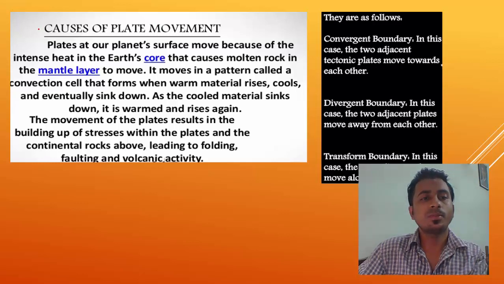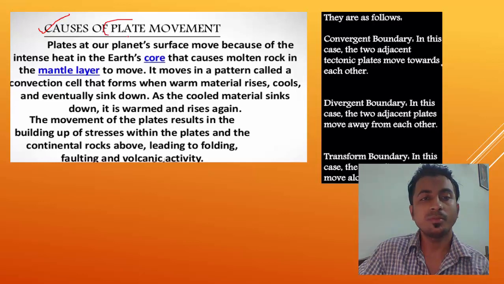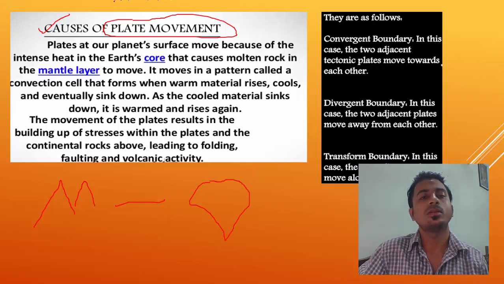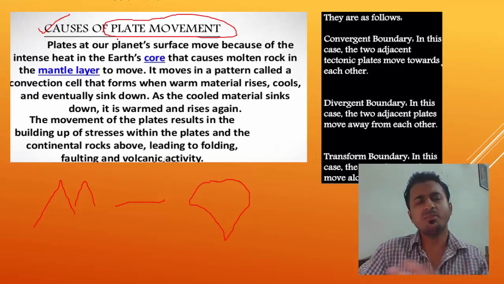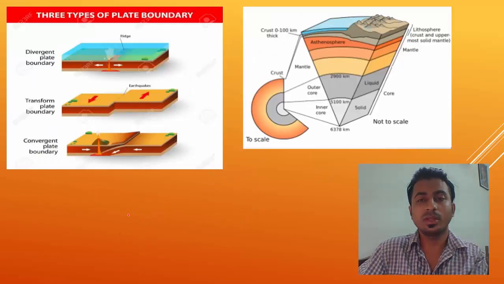Now they have told about plate movement. Now why is it important to know about plate movement? Because plate movement results in formation of mountains or earthquakes or plateaus. So that's why you must know how plates move. You must have a brief idea. Okay. So you know that earth has many layers. I will move to the next slide.